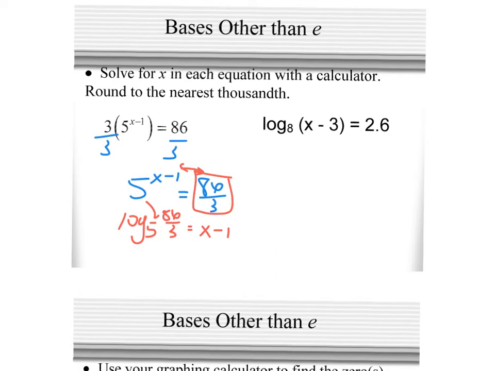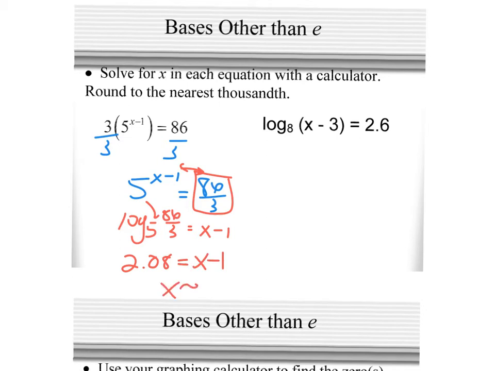Now, some of us don't have that log change base button, so I'm actually going to do the log of 86 over 3, close parentheses, and I'm going to divide it by the log of 5, because I don't have the new thing on this calculator for some reason. So you end up with 2.08 equals x minus 1, and then add 1 to both sides.